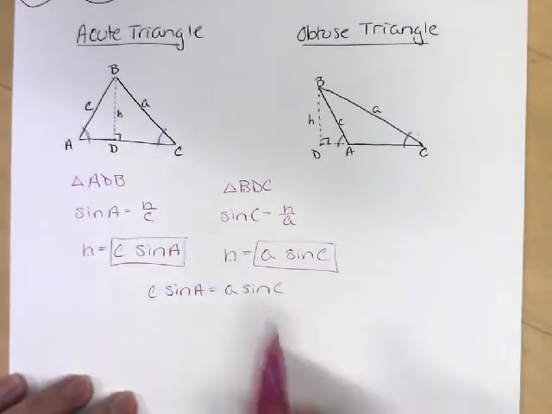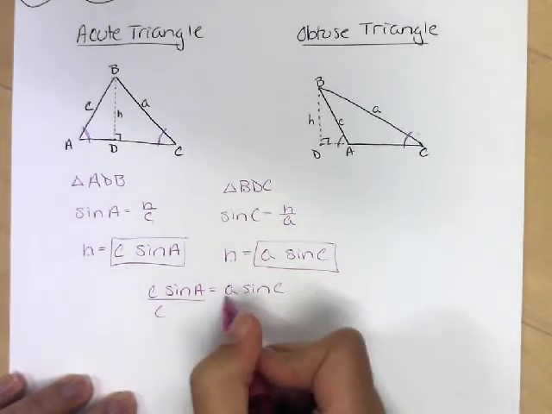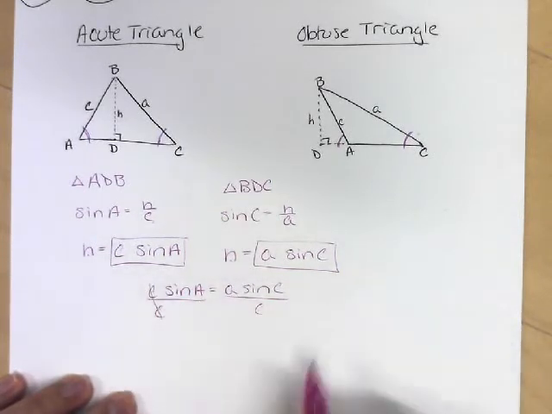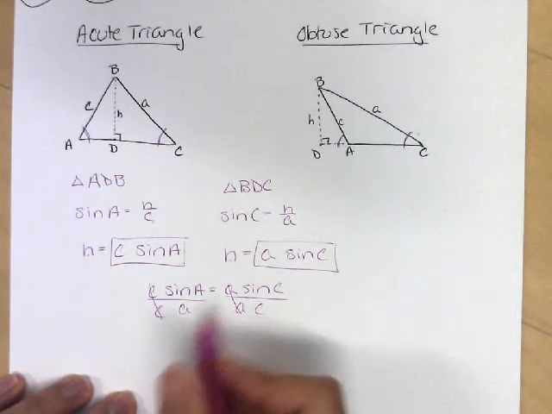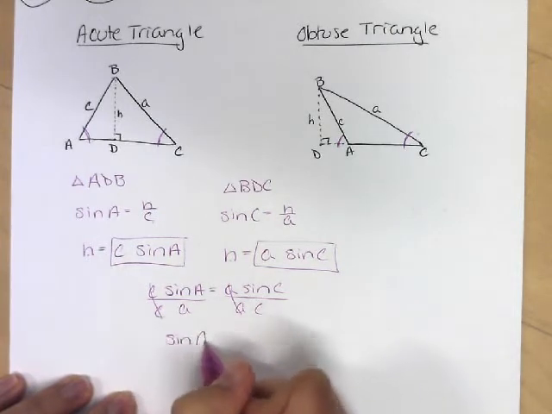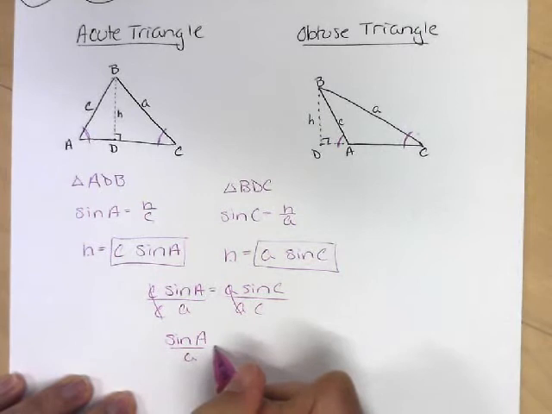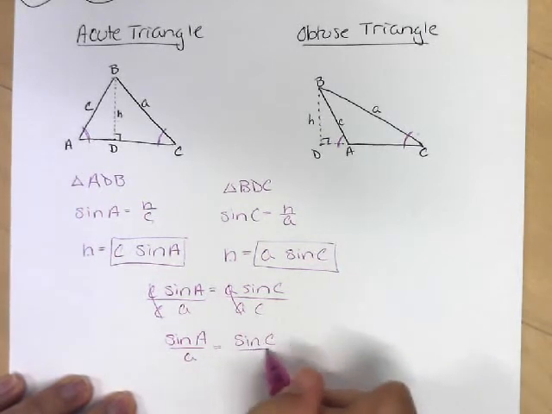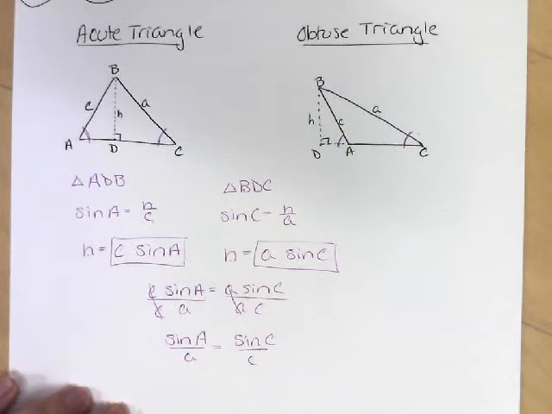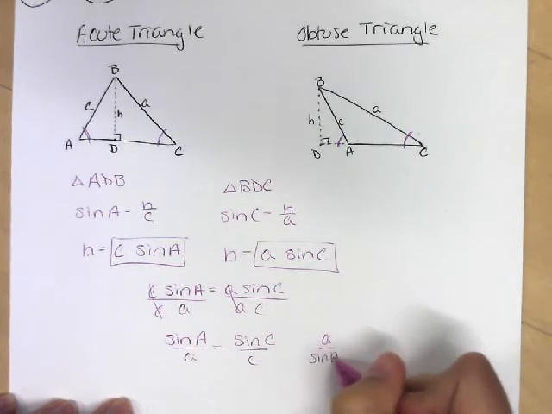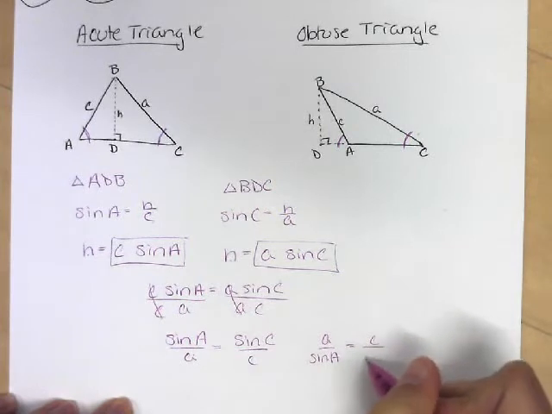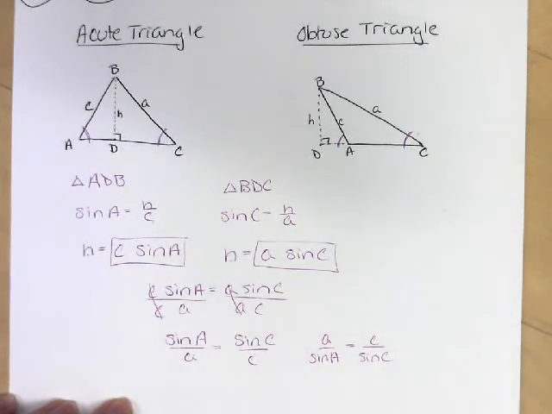Manipulating this algebraically just so that it looks a little bit nicer, if I divide both sides by C, then these end up canceling. If I divide both sides by A, then these end up canceling. And I can rewrite what I'm left with as sine of A over side A equals sine of C over side C. This is the first part of the law of sines. Your book gives it to you as A over sine of A equals C over sine of C. Both work. You can just flip those ratios and that's fine.